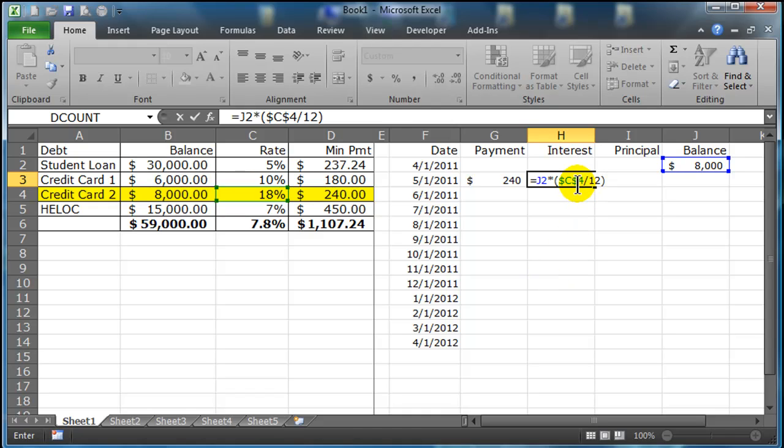Okay, because the interest charged for a particular month of your credit card debt is a monthly version of the annual interest rate for the credit card.